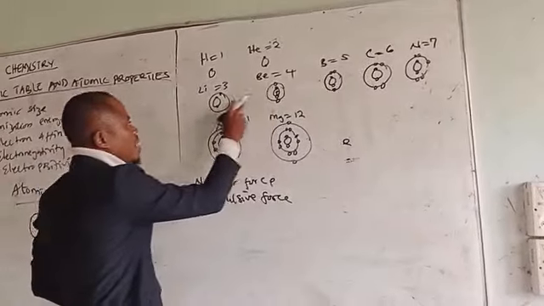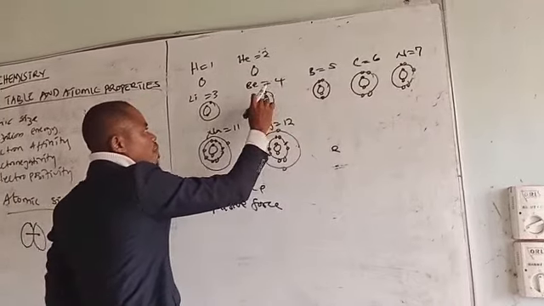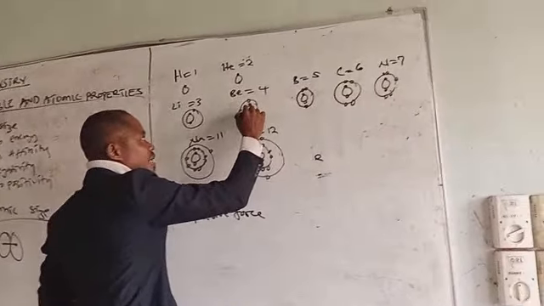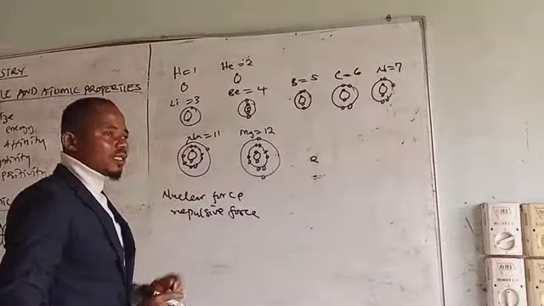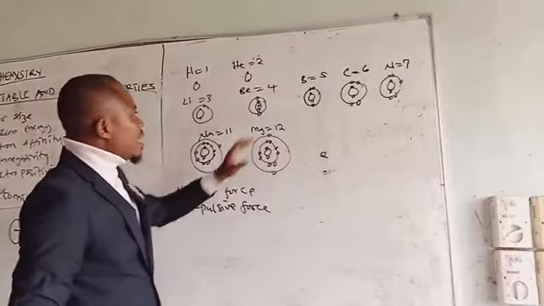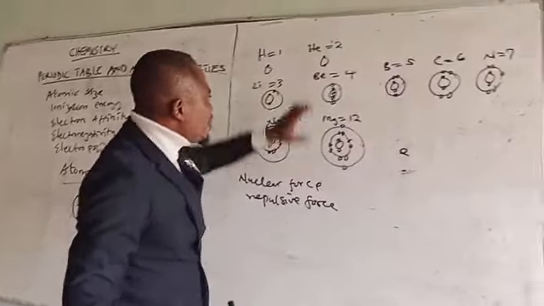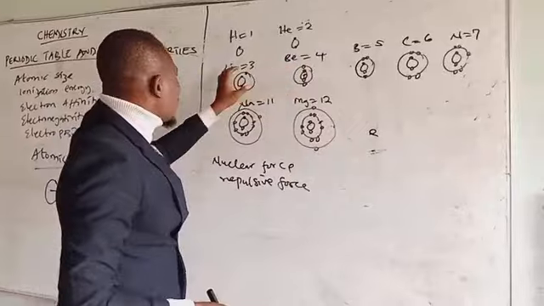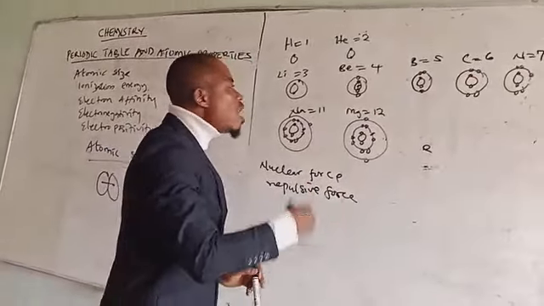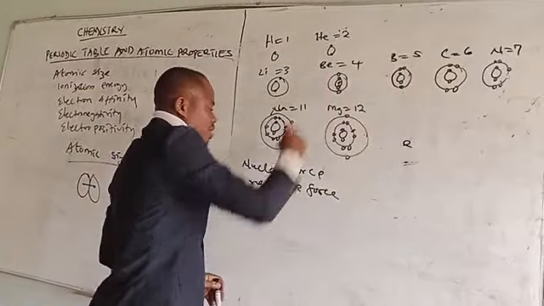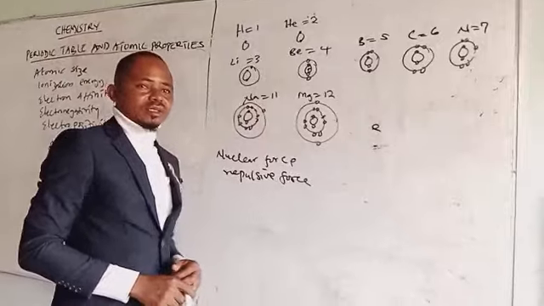As you move across, you see that the number of electrons per shell is increasing. Also, the nuclear force is increasing because the number of protons is increasing. And because the nuclear force is increasing, it has been established with evidence that the force of the nucleus, as we move from left to right across the period, is much more than the repulsive force exerted by the electrons.